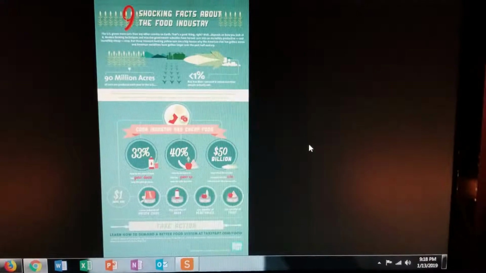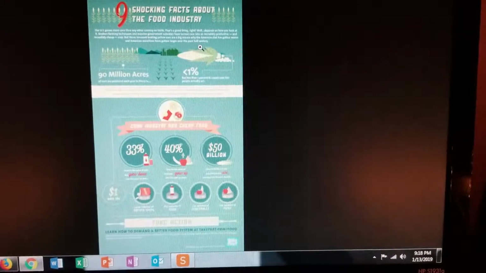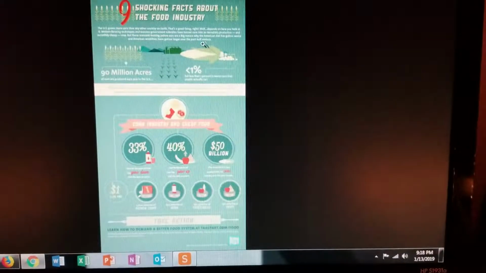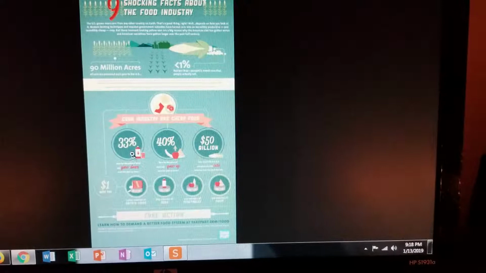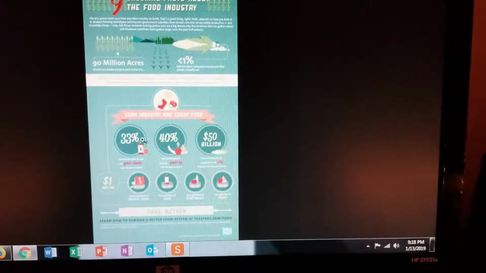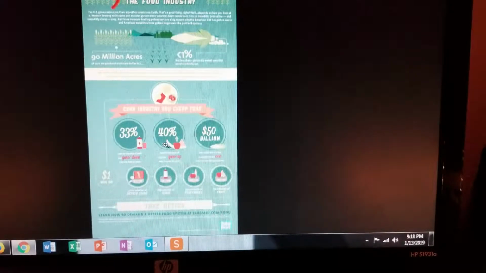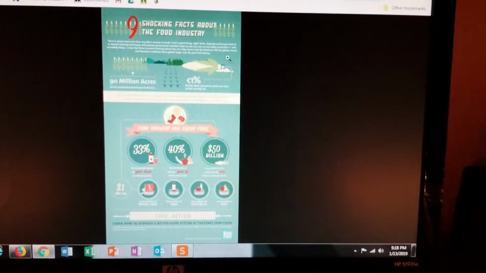One more, just kind of talking about the food industry, shocking facts about the food industry. This one's a little more just straightforward facts, but you can see there's still pictures in here to kind of give you more key details. This one's talking specifically about the corn industry and what kind of corn is going into things. Looking at percentages and money, so it's kind of mixed info.